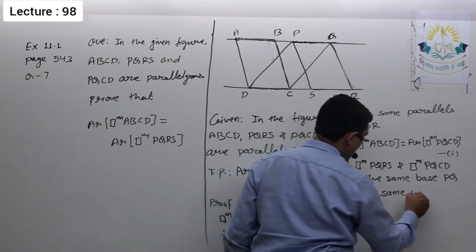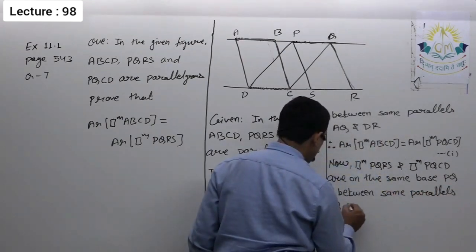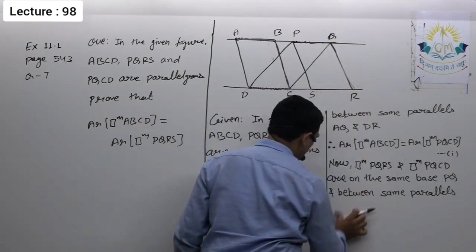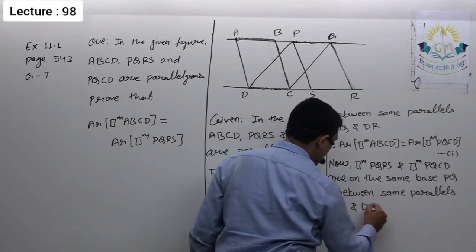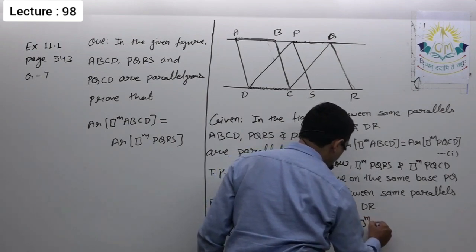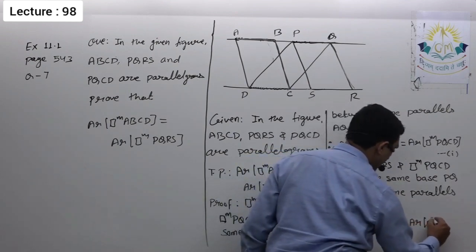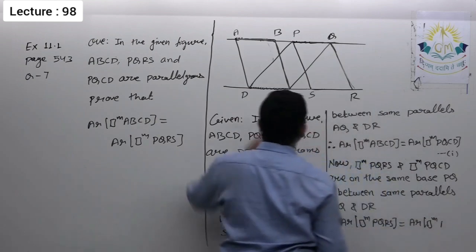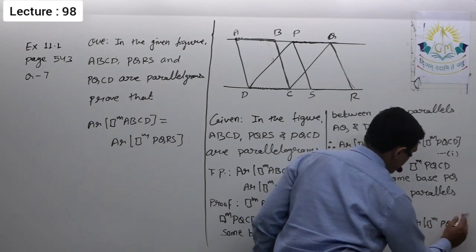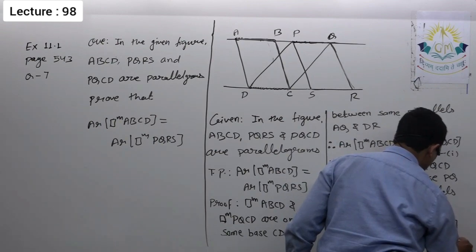same parallels AQ and DR. Therefore I can say area of parallelogram PQRS is equal to area of parallelogram PQCD. Let it be equation number 2.